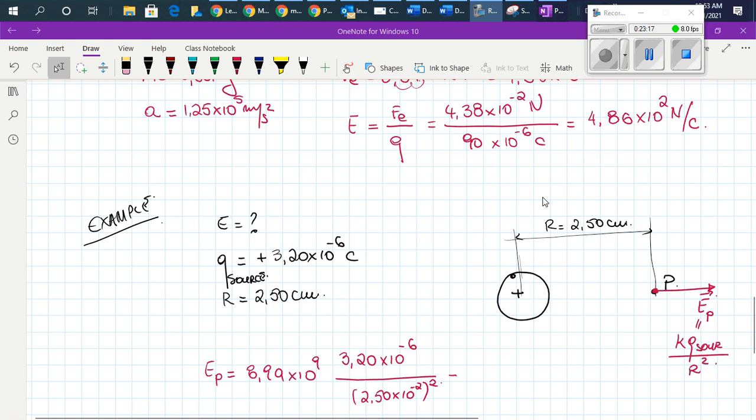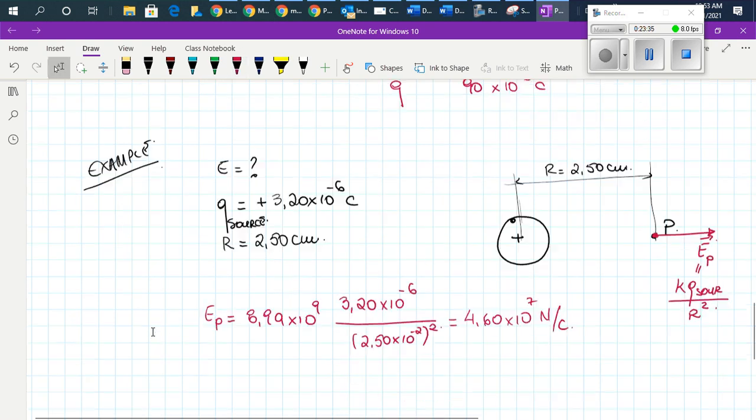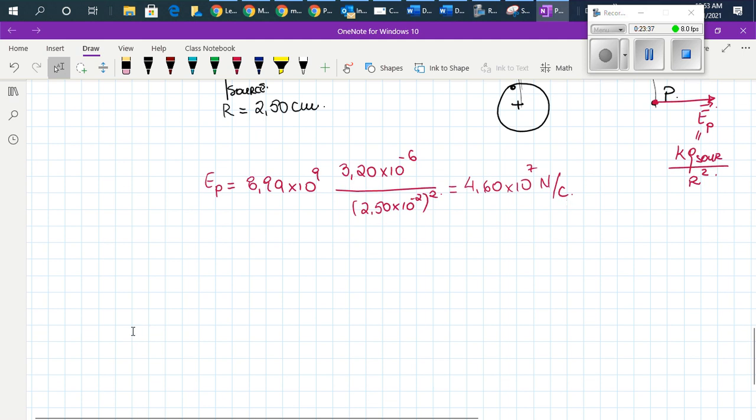So when you enter this information in your calculator, you will have 4.60 times 10 to the power of 7 newtons per coulomb. Now let's see an example when we have to find the charge of the source when we know the electric field strength.